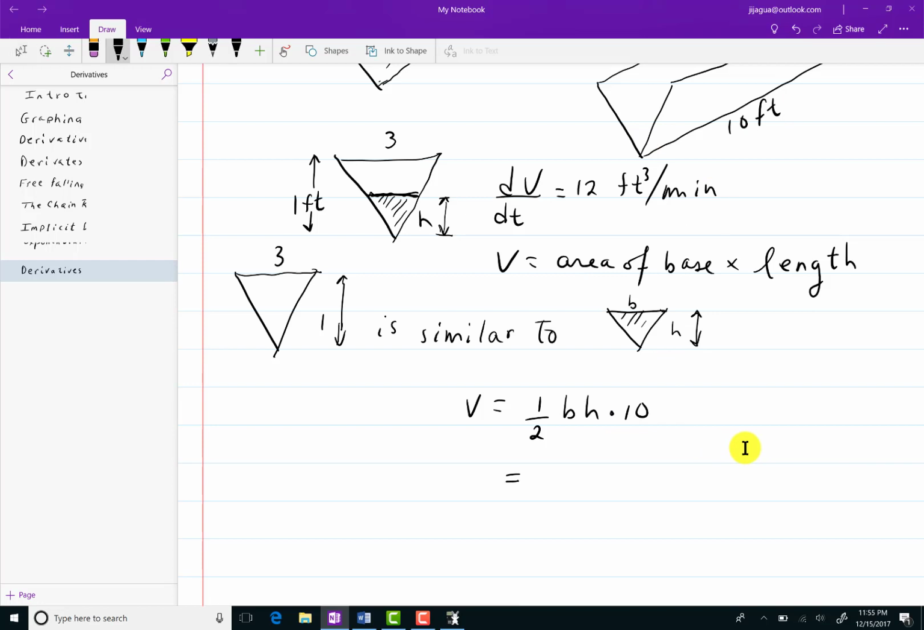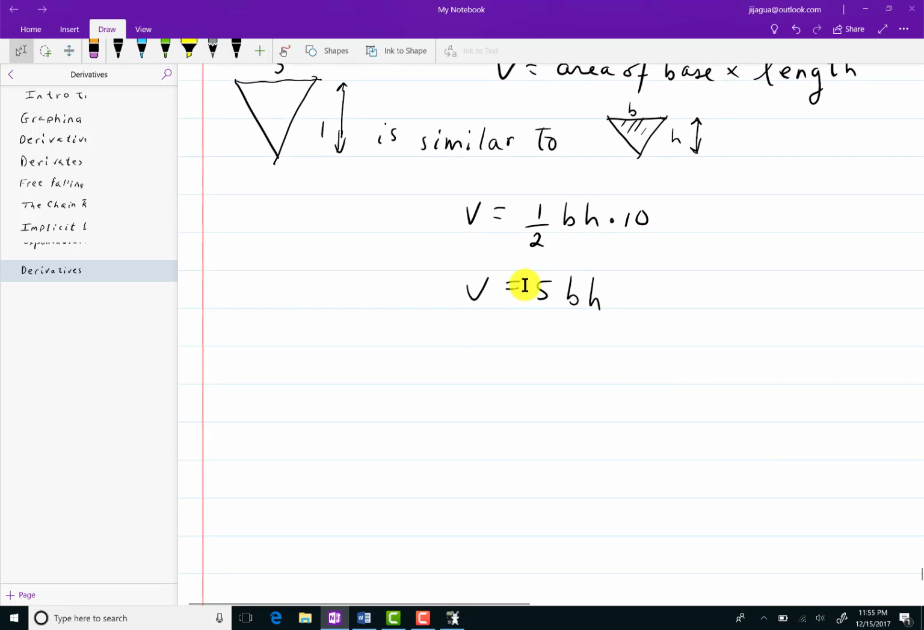So I have 5BH equals V. Now, the problem with this is, while I've related the sides to the volume, I have too many variables here. I need to get this down to one variable. So I somehow need to relate B and H. Can I do that?